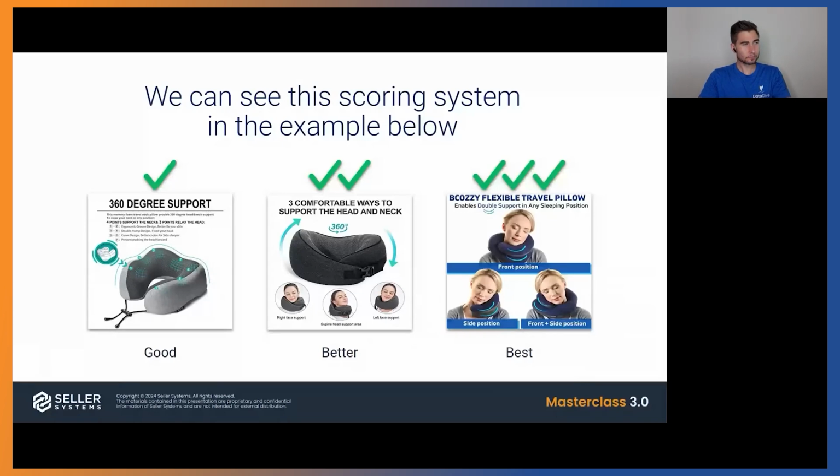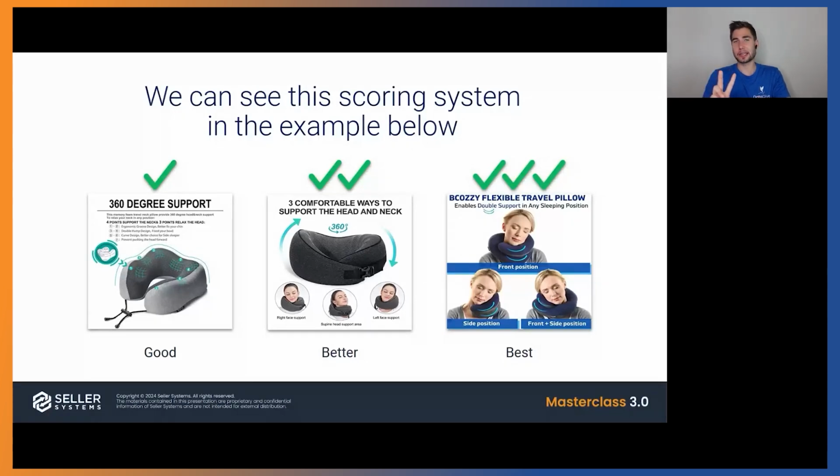So even though all 3 of these images are trying to do the exact same thing, they're not all equal. On the left-hand side, the first image that we see is good. It gets 1 point in my book. The reason it gets 1 point is because, number 1, I understand the purpose of the image. It's trying to show me, or at least from the title, it's for 360-degree support.